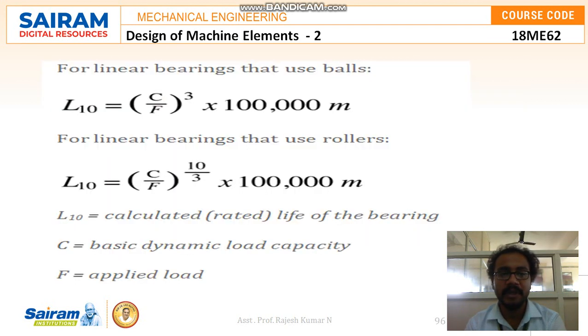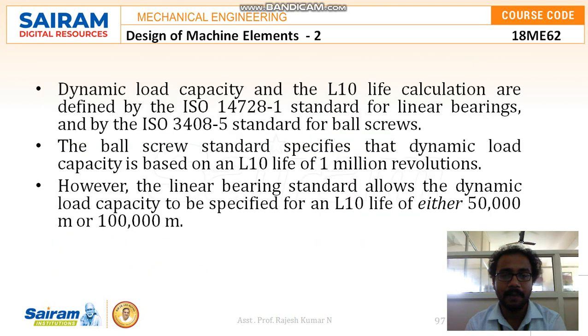For linear bearings that use balls, the L10 formula is equal to (C/F)^3 into 1 lakh meter. For linear bearings that use rollers, L10 is equal to (C/F)^(10/3) into 1 lakh meter. Here L10 is the calculated or rated life of the bearing, capital C is the basic dynamic load capacity, and F is the applied load.